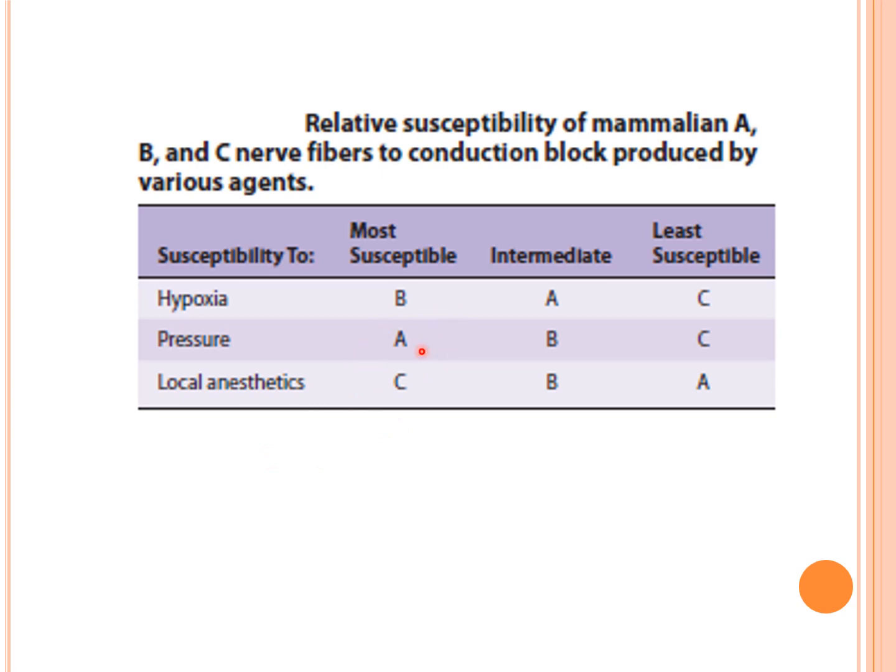So this is type A fiber, which is most susceptible to pressure, and local anesthetics. If we inject some anesthetics, type C fibers, which carry pain, especially slow pain, are most susceptible to local anesthetics, and type A fibers are the least susceptible to local anesthetics.